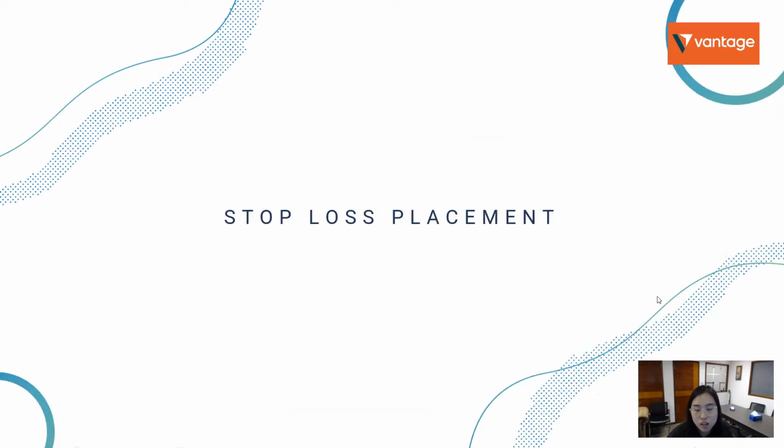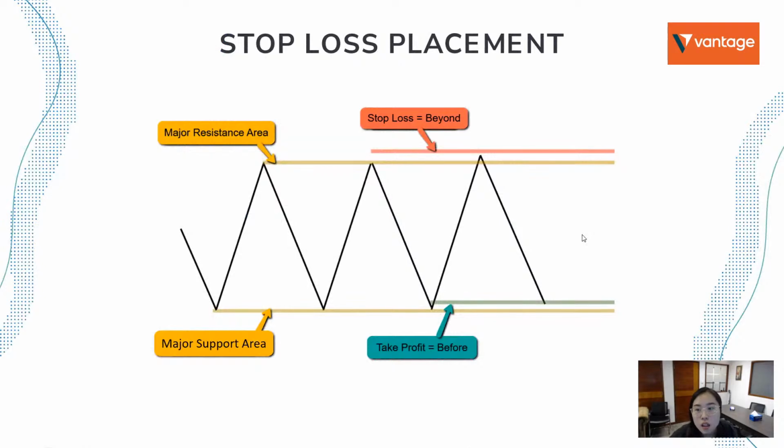So let's start with the stop loss. Stop loss placement. There's actually a way to put your stop loss. The way that we use to put our stop loss, which is more effective when trying to avoid getting wicked out prematurely, is to put the stop loss above your key level. So it's either above or below the key levels.